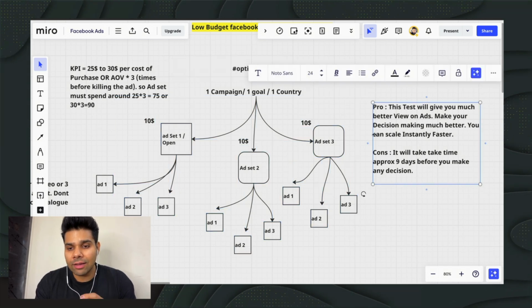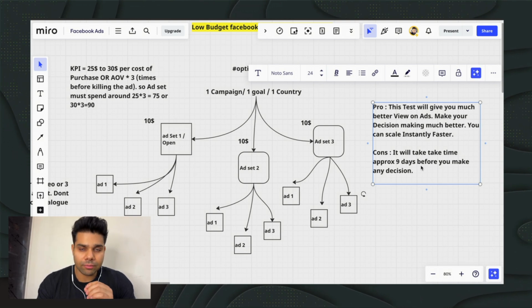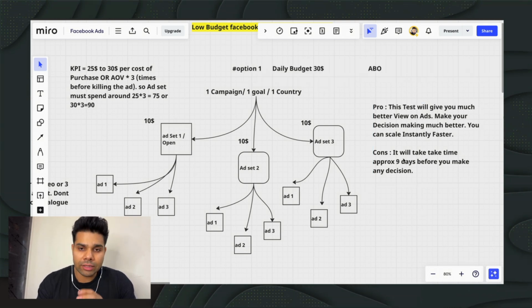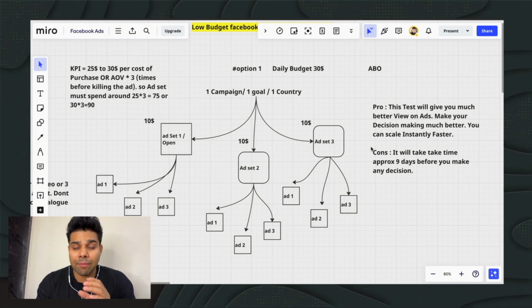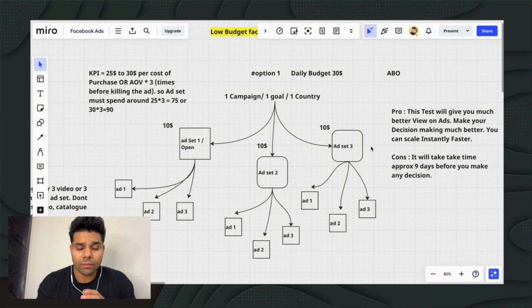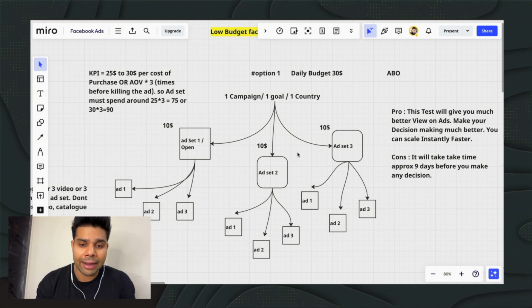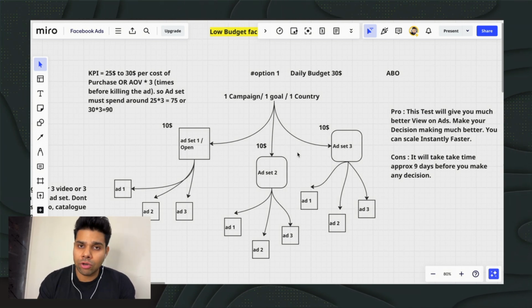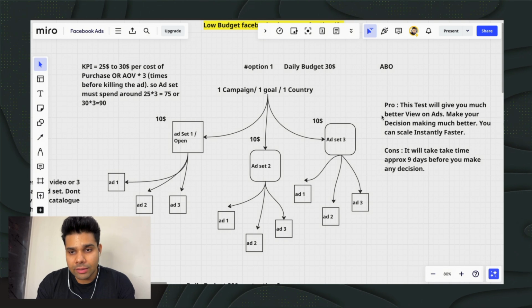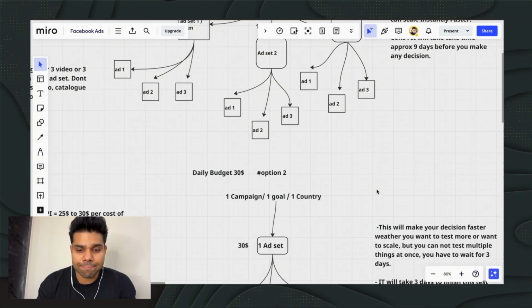You can scale instantly after this test. The only con with this setup is that you need to run these ads for a complete 9 days before making any decision, whether you want to scale these ads, or you want to make iterations and change something. Before 9 days you cannot change anything, right? See, go with the ABO, and if you have time, go with this second option.